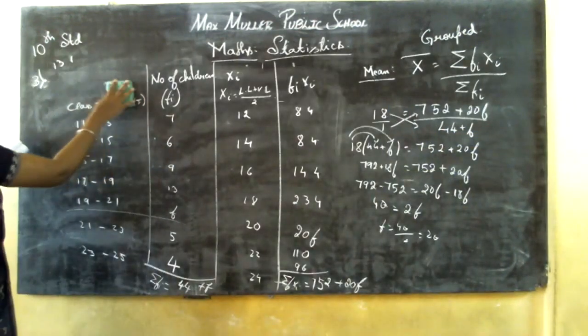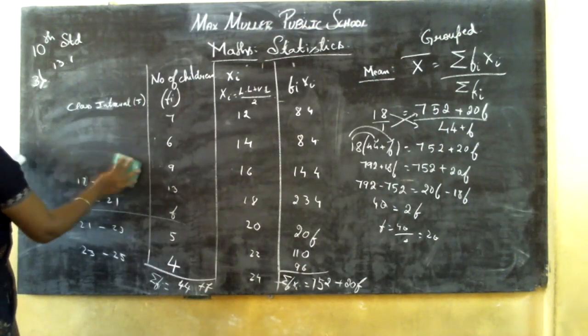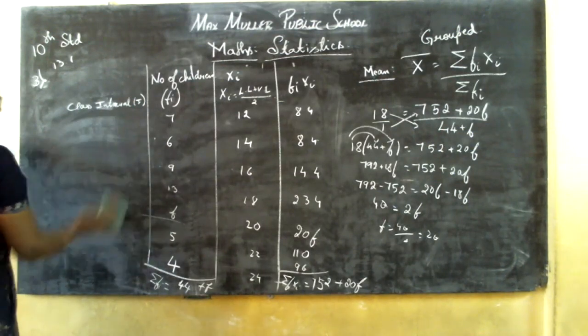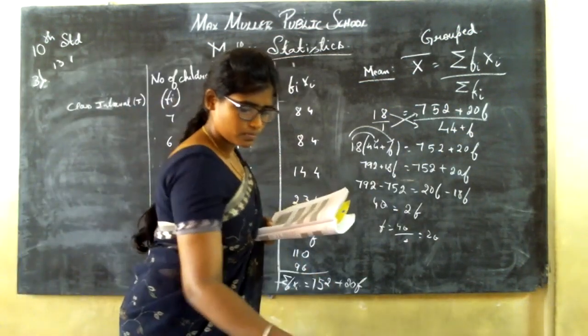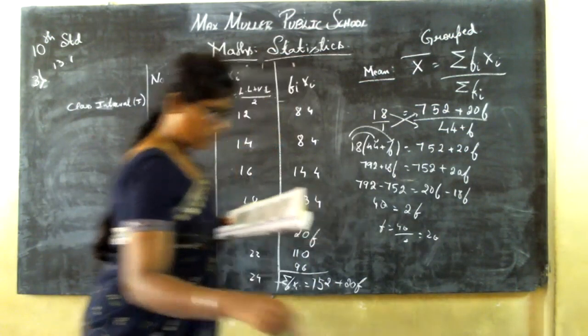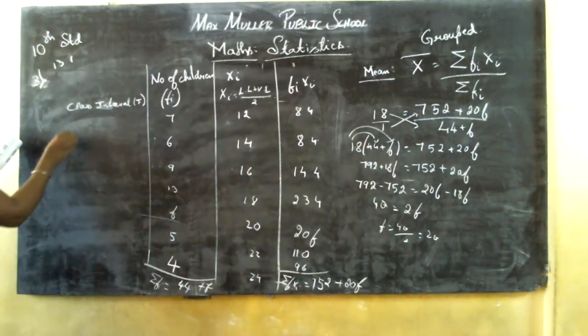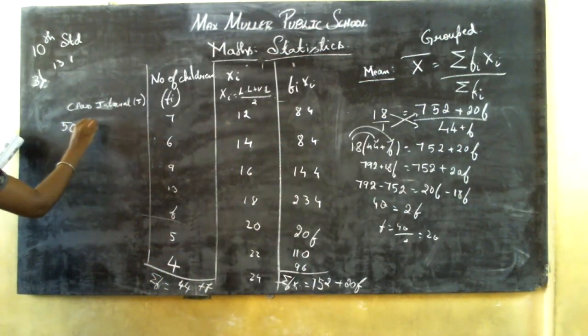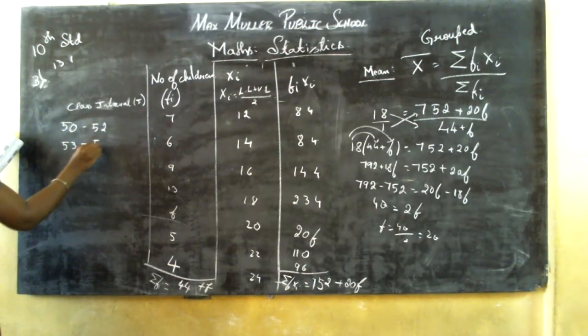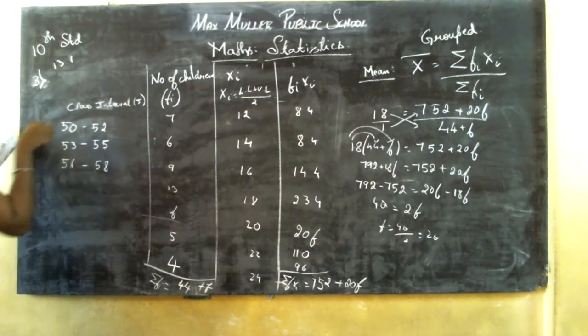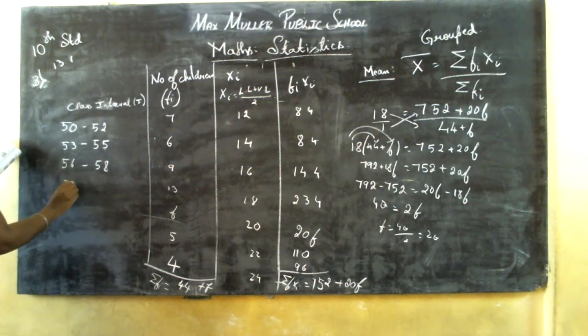So let me write the class interval. Writing the class interval, it is 52, 52. These types of questions won't be asked, but let you people understand how to make this uncontinuous class interval into a continuous class interval. Okay. So this is uncontinuous.